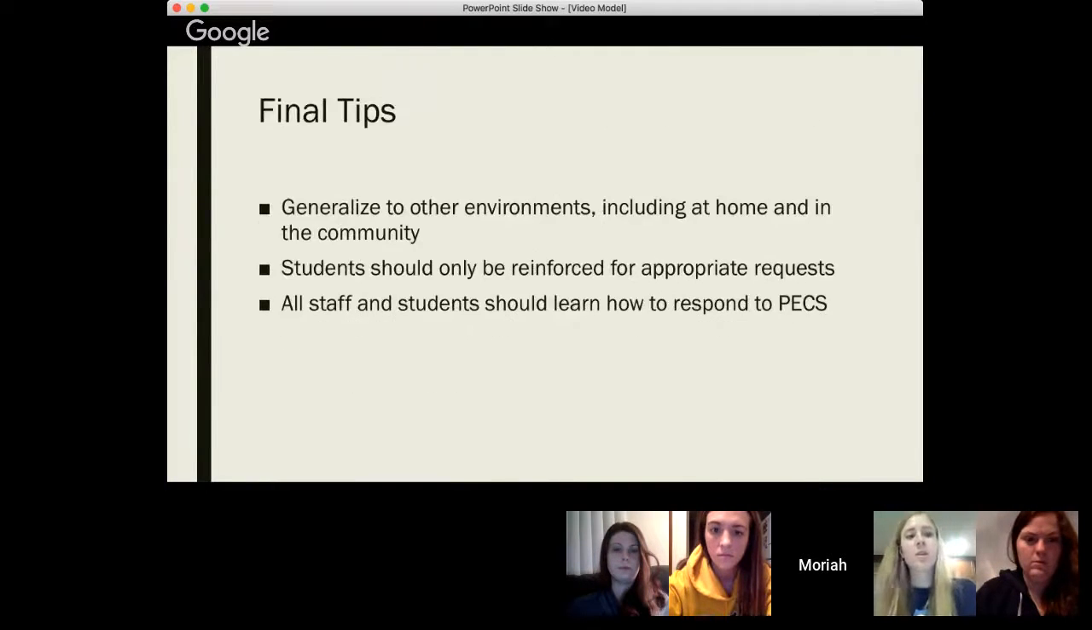In conclusion, the implementation of functional communication training should be extended to other environments outside of the school play setting, including at home and in the community, to help the skills generalize. In addition, students should always be expected to appropriately request items and should not be given access when they have tantrums. It is also important that the students who do not use PECS, as well as all of the staff, learn how to respond to students who are using the PECS cards.